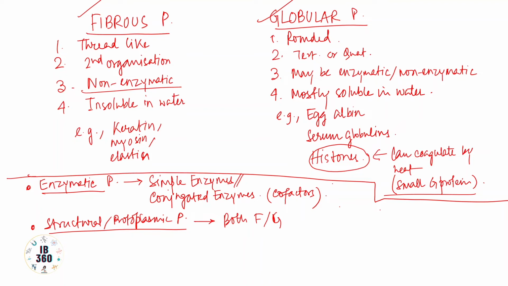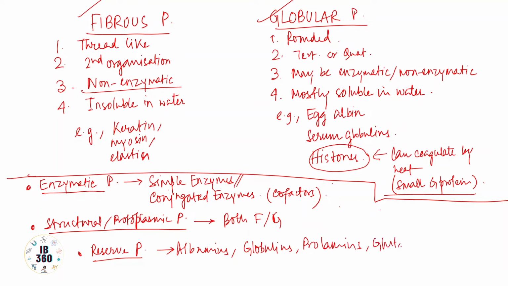Then reserve or storage proteins. As their name suggests, they occur as food reserve, mostly in seeds, eggs or milk. Examples are very important under reserve proteins: albumins, globulins, prolamins, then glutelins. Glutelins are found in rice or wheat.